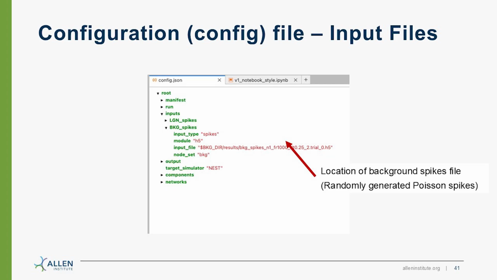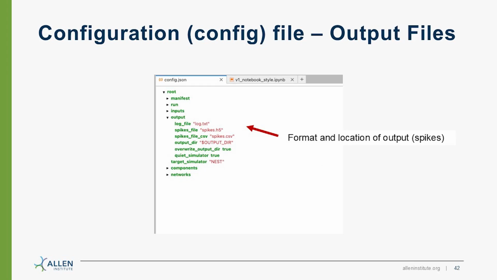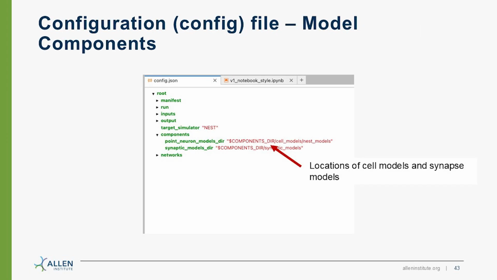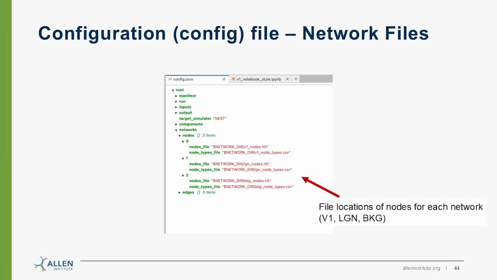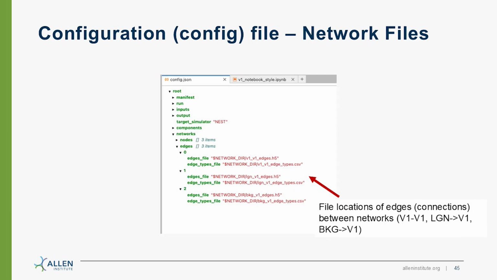Okay, where you'll find the background spikes, and then the format and location of the output. And so here what we want is the spikes file again. The components, so where you'd find all the cell models, and where you find the locations of each of the network files for the models, which are already pre-built, so you don't really have to worry about it. Okay, and all the edges.